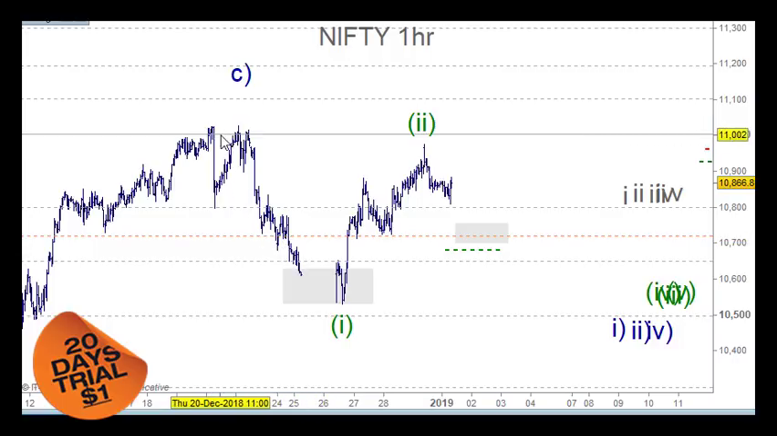But this is what also bothers me. These two tops are basically the same. So I don't know if this is an A wave, a B wave, and a C wave down to this point, or we need to call this in for the top here.